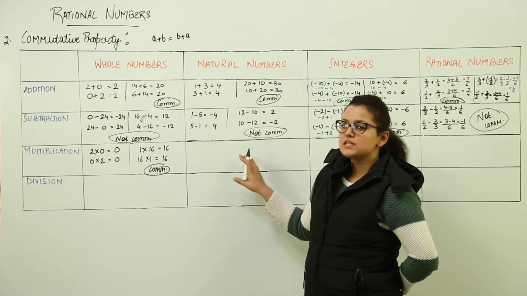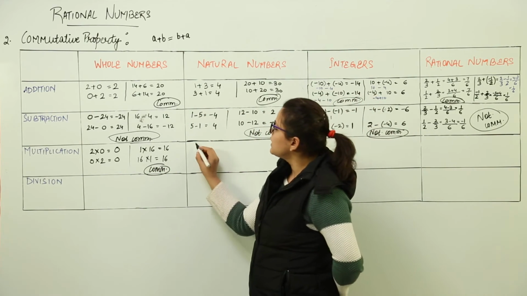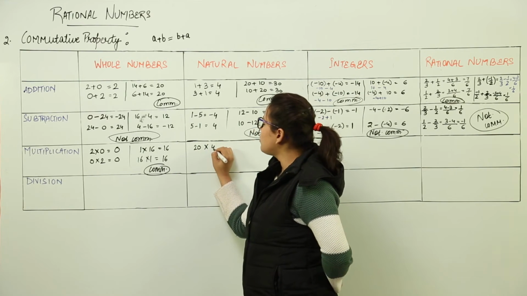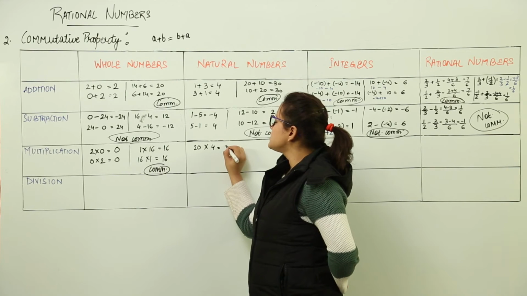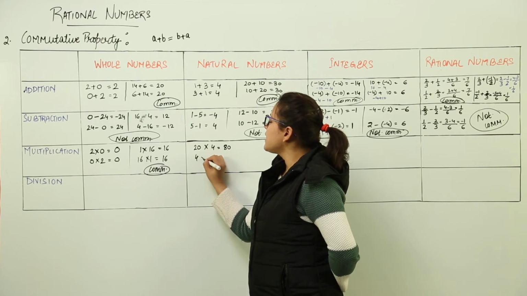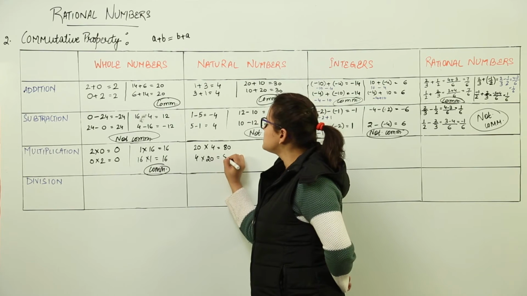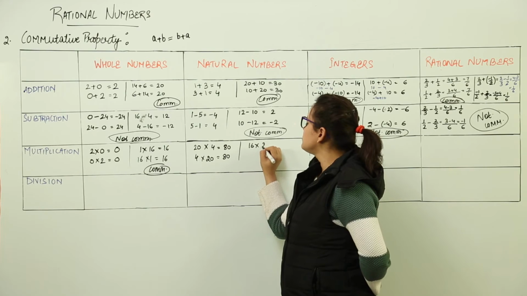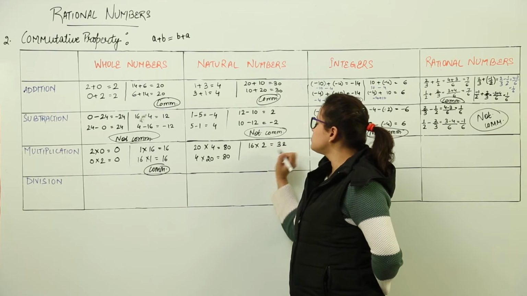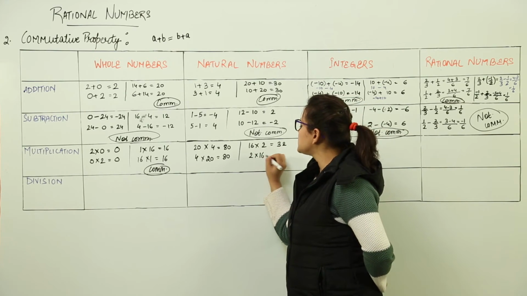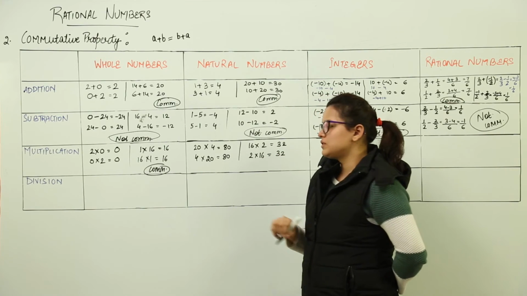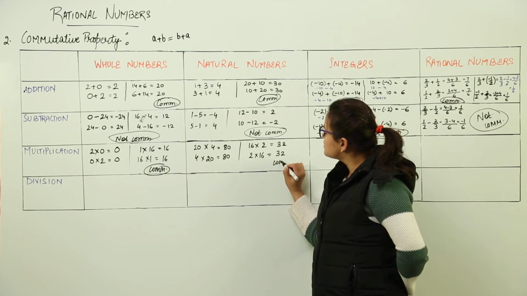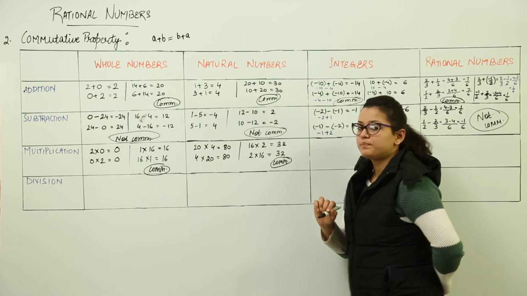Similarly, the next case is for the natural numbers. In the case of natural numbers, let us take any two natural numbers. 20 into 4. This becomes 80. If you multiply 4 into 20, this again becomes 80. Another example, 16 into 2, it is 32. But if you do 2 into 16, this again becomes 32. That means here also the answers are coming same. So we can say that this is also commutative case.